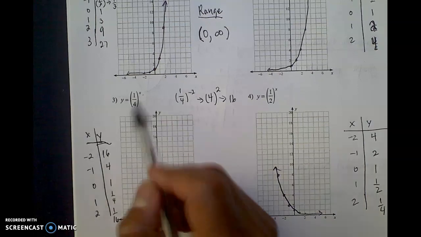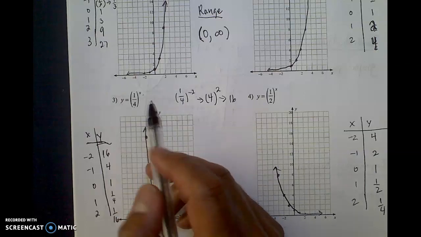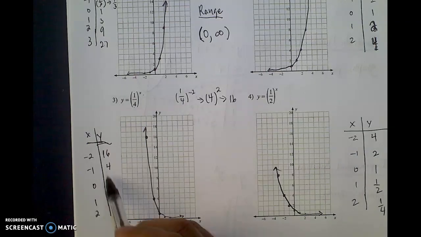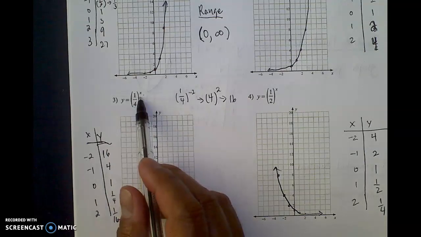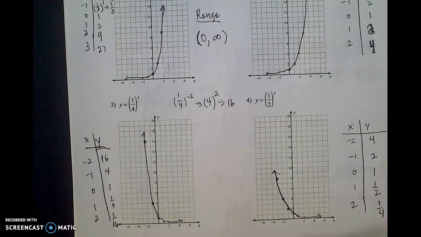Put -1 in for x. You take that base, you flip it into the reciprocal. The reciprocal of 1/4 is 4. 4 to the first power is 4. Then 0: anything to the 0 exponent is 1. 1/4 to the 1 exponent is 1/4. And 1/4 squared is 1/16.